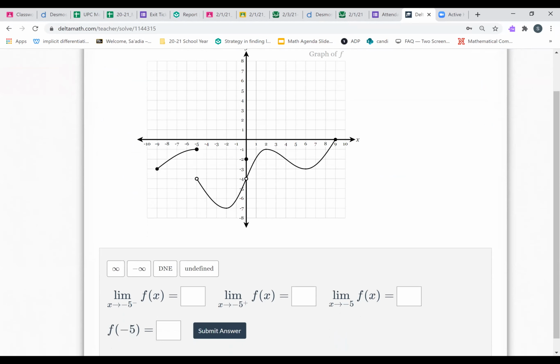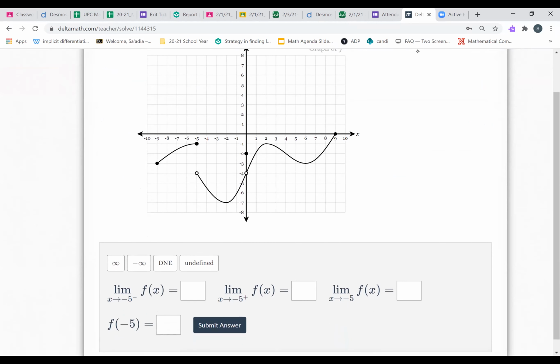For x equals -5 here, I draw my vertical line. You can use a pencil or stick your finger, something, so that you can see what's there. From the left, you land at -1. From the right, you land at -4, which means the two-sided limit does not exist. And for the y value, look for the closed circle, which is at a y value of -1.